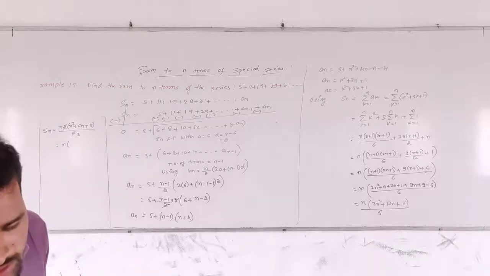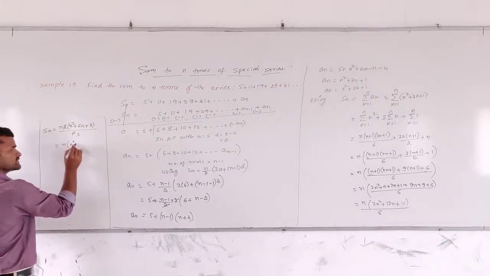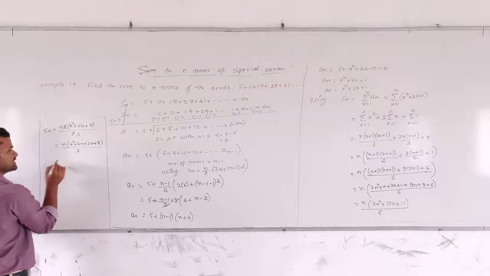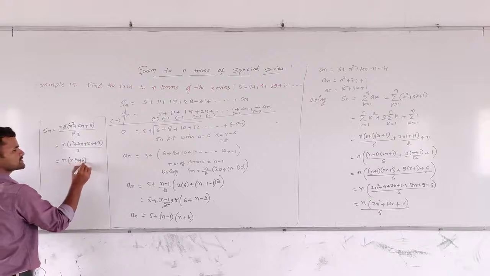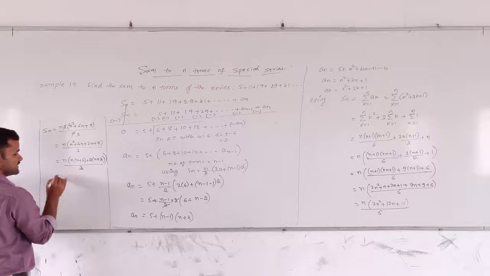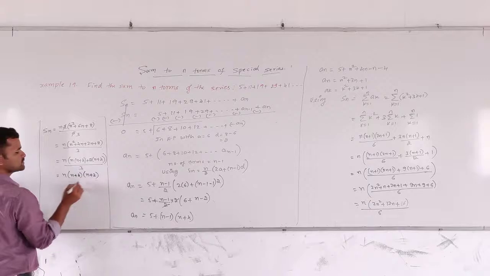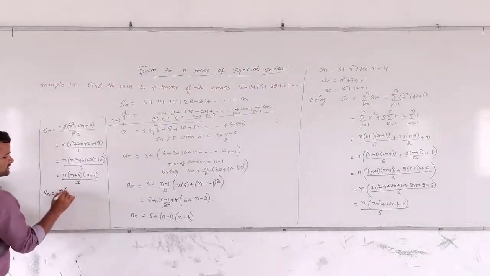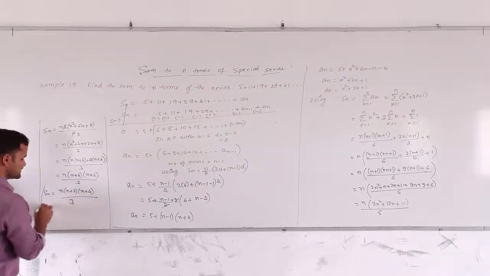It is a quadratic equation. Quadratic equation we will split it. n square plus 4n plus 2n plus 8 divided by 3. n into, n is common here, n into n plus 4 plus 2 into n plus 4, all divided by 3. n plus 4 is common, remaining terms n plus 2, divided by 3. Therefore, Sn is equal to n into n plus 2 into n plus 4 divided by 3 is the answer.